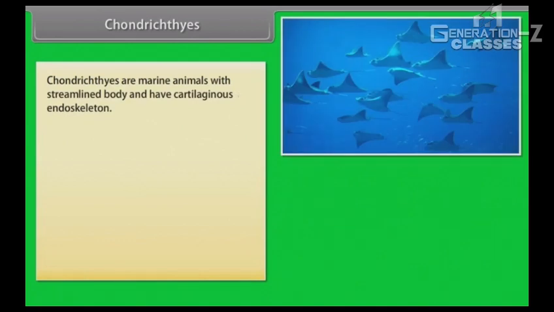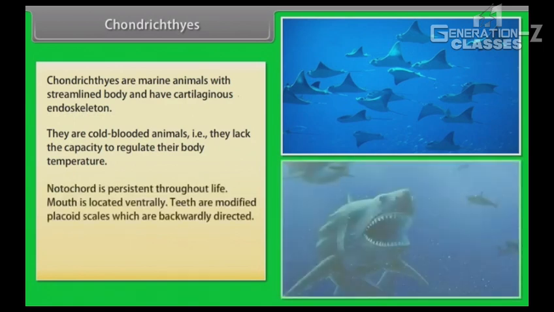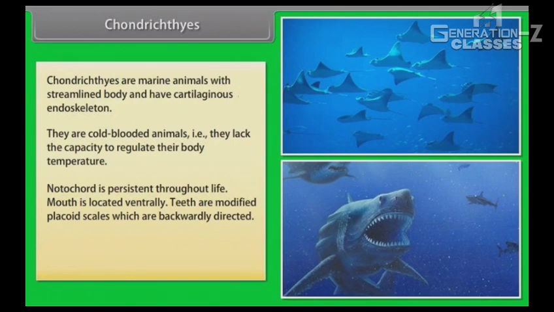Chondrichthyes. Chondrichthyes are marine animals with streamlined body and have cartilaginous endoskeleton. They are cold-blooded animals, that is, they lack the capacity to regulate their body temperature. Notochord is persistent throughout life. Mouth is located ventrally. Teeth are modified placoid scales, which are backwardly directed. Their jaws are very powerful.